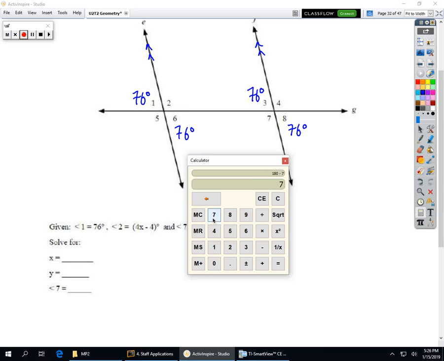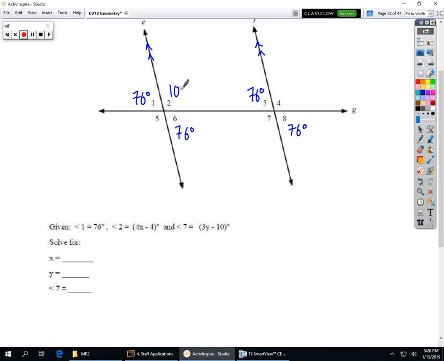180 minus 76 is 104. So everything else is 104. Well, great. 7's 104, so I have this one. I gotta find the rest now.